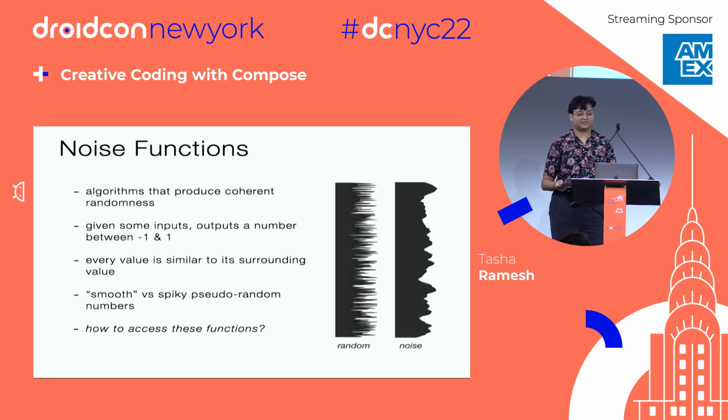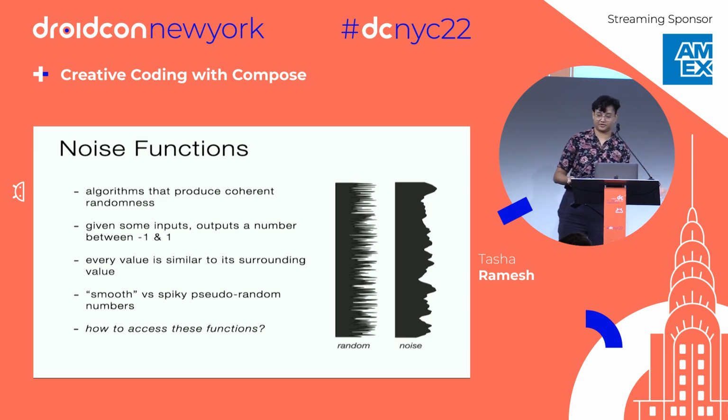Noise functions are special algorithms or special mathematical functions that produce coherent or smooth randomness. And if you give some inputs to a noise function, you're going to get the same outputs for those inputs. And most noise functions have a value that falls somewhere between -1 and 1. And every value that is produced by a noise function is similar to its surrounding values, which is what creates this smoothness. So if you look at the random distribution, which is just a bunch of spiky points, the noise distribution is smoother.